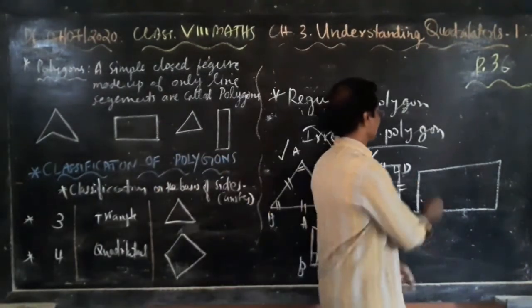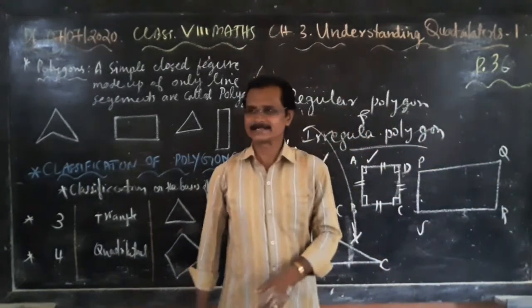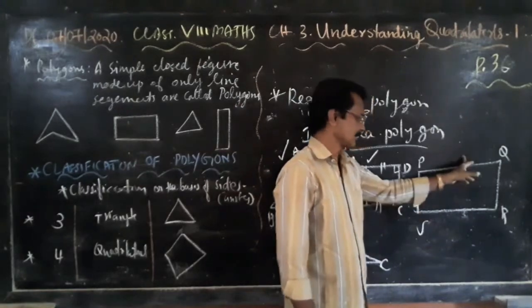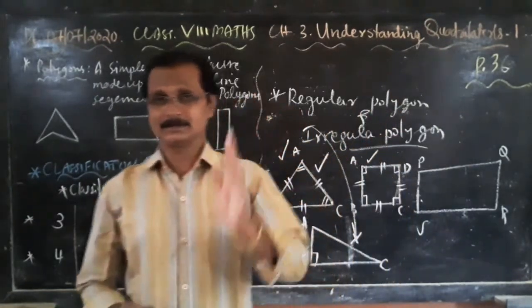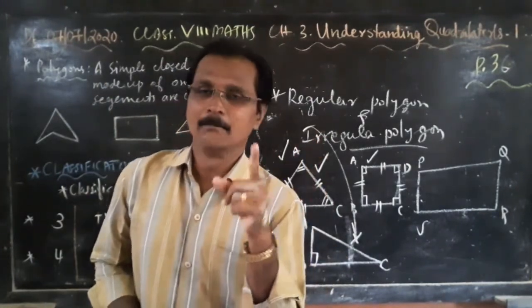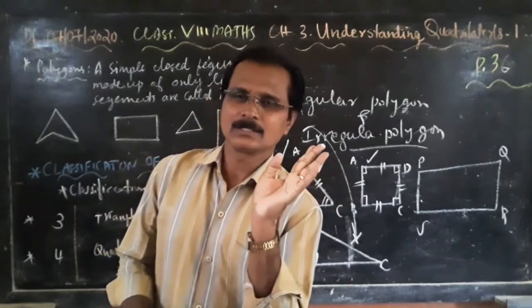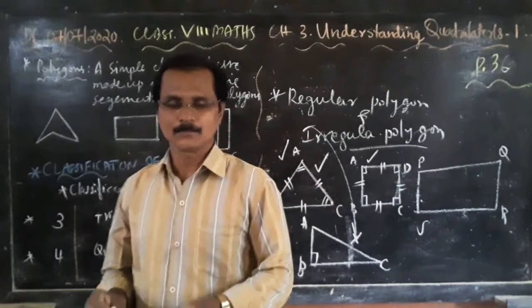And here you can see PQR, a rectangle, and these two sides are longer than these two sides. The angles are equal, since they are right angles, but the sides are not equal. So this is an irregular polygon.